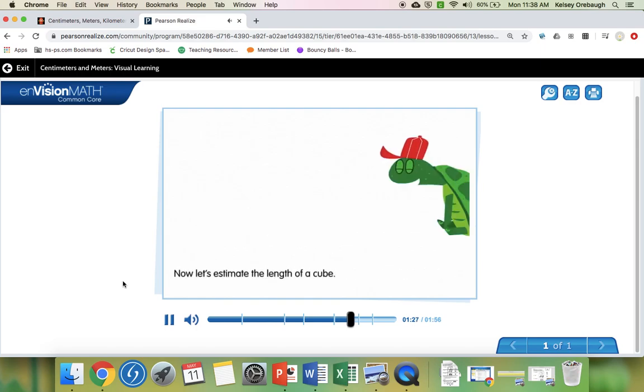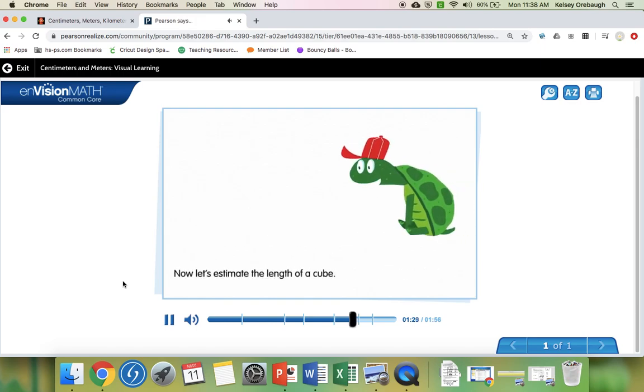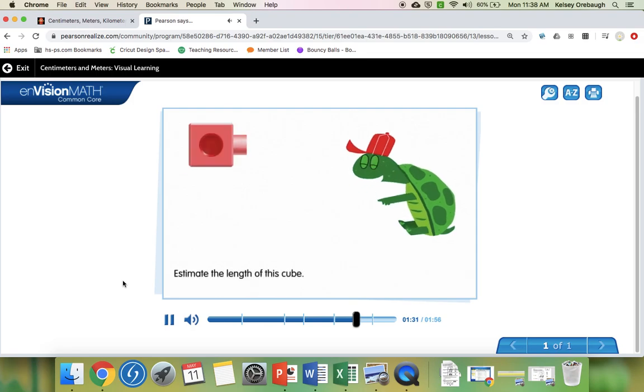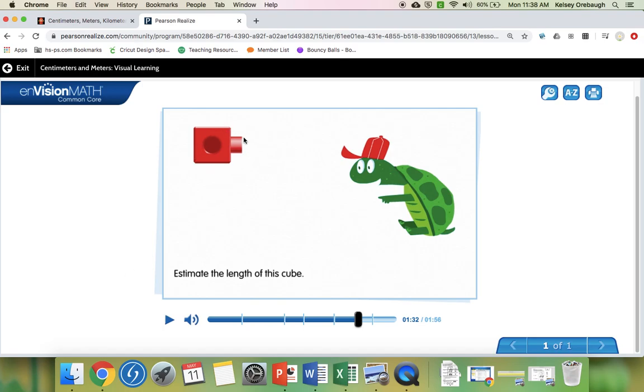Now let's estimate the length of a cube. Estimate the length of this cube. Well, we're talking about centimeters and meters. We definitely are not going to say that this cube is anywhere close to a meter. Remember, there are 100 centimeters in a meter. A centimeter is pretty small. A centimeter is about the length of a staple.